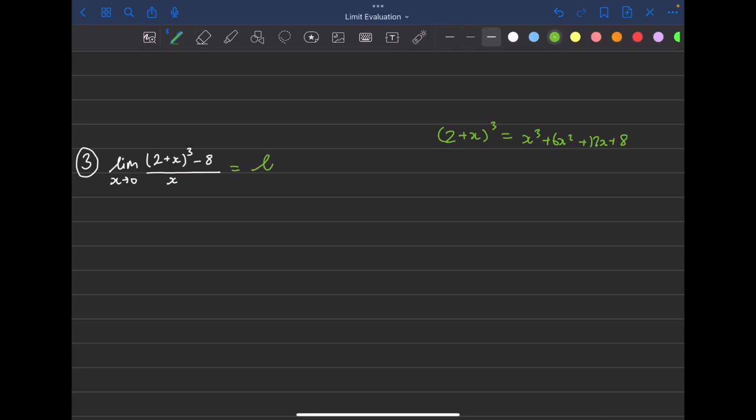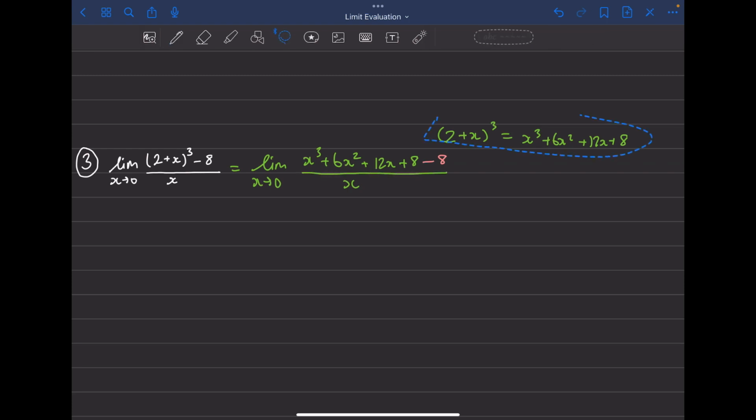We would have the limit as x approaches 0 of, the denominator stays the same, we didn't change that yet. And then for the numerator, we would have x cubed plus 6x squared plus 12x plus 8. And then we also have a minus 8 here, so we cannot forget that. So I'm going to write minus 8. And I'm also going to make the fraction longer because we need more space. That's how we expanded this out.